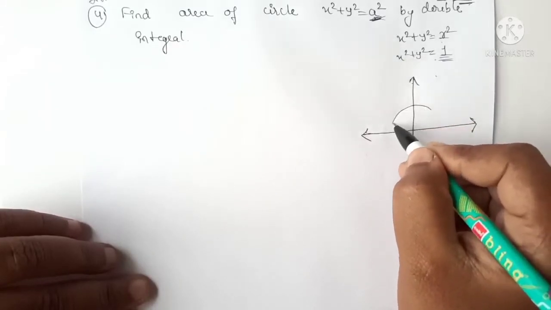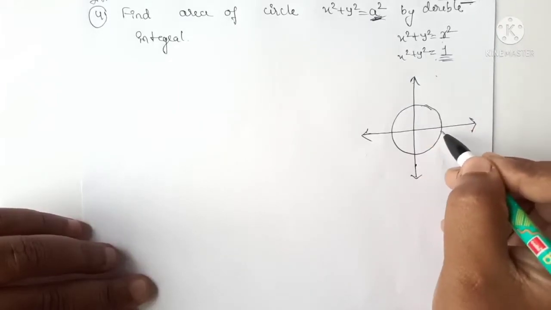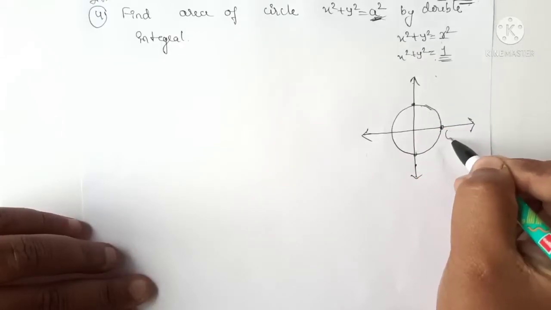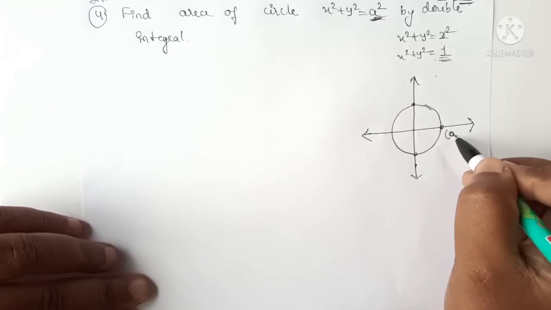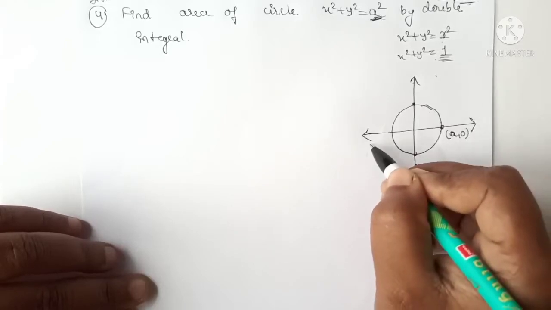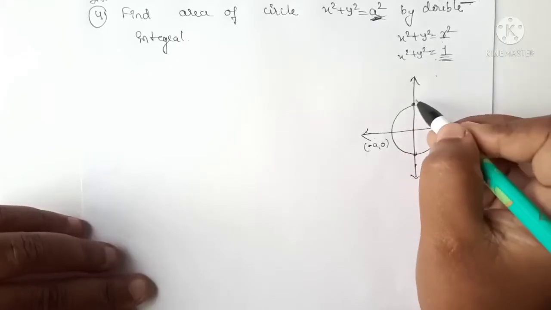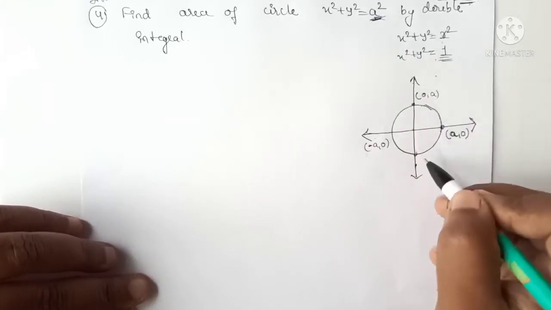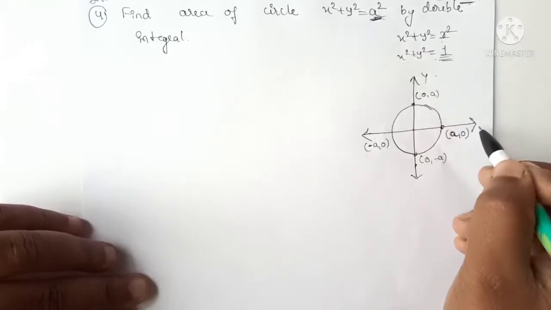That's it. So first we draw a circle whose radius is equal to a. All these points represent a. So this is the x axis, origin 0. Here the point on the x axis is a comma 0, this one represents minus a comma 0, this one is 0 comma a, and this is 0 comma minus a. This is the y axis and x axis.